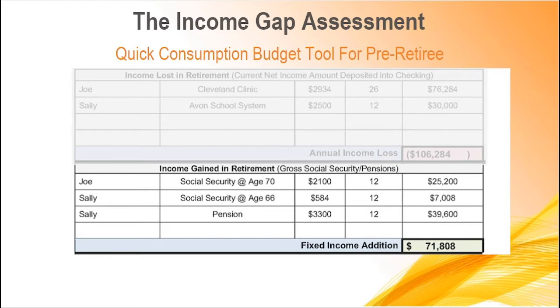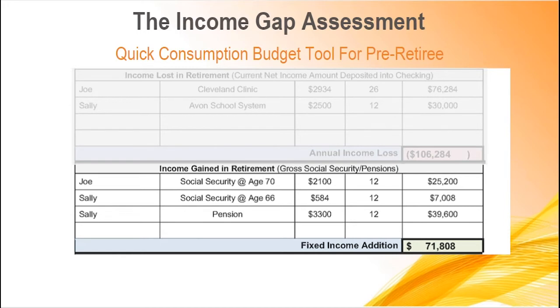Now, on top of that, Sally, because of her job at the school system, she's eligible for a nice pension. $3,300 a month. That's part of the reason her Social Security is actually so low. But her pension is $3,300 a month. And so that's $39,600. So you can see by the time Joe is age 70, they're going to have about $71,800 of fixed income addition in retirement. Now that's like a credit.